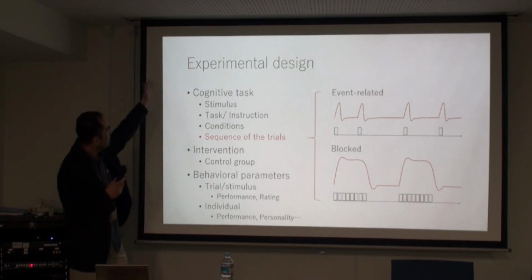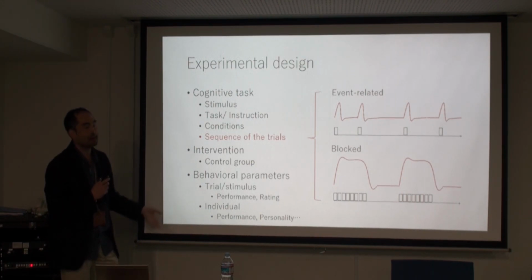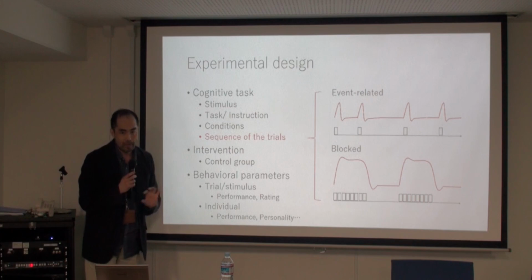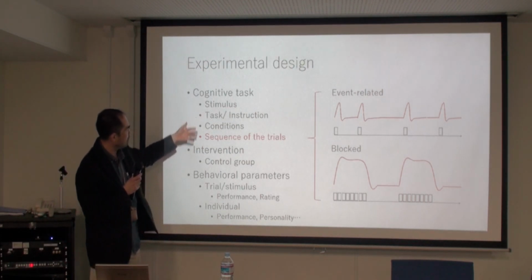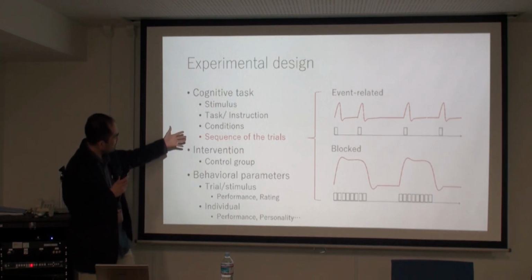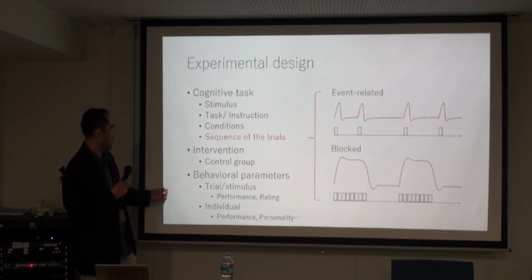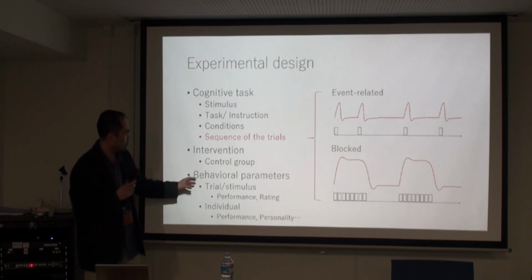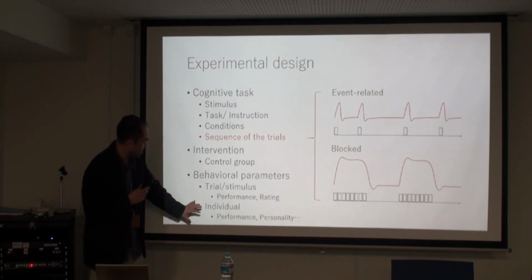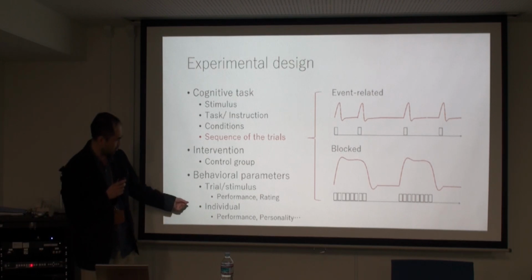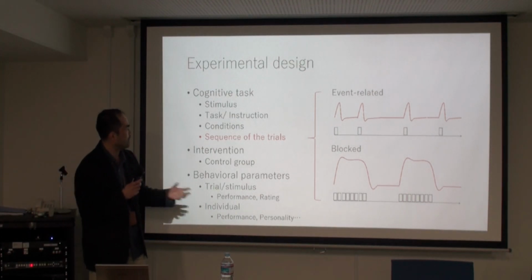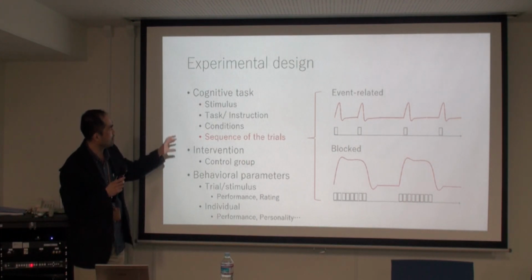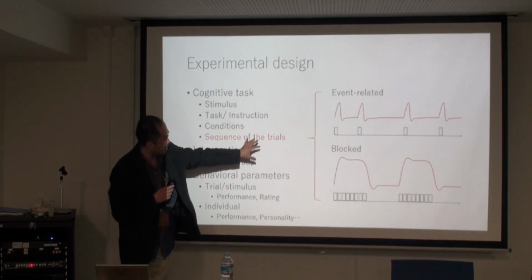So experimental design includes many aspects, like other cognitive tasks in the non-neuroimaging domain, like stimulus, task instruction, and conditions. And there can be intervention, and of course we need some control groups, or some behavioral parameters for each trial or stimulus, or parameters attributed to individual personality.